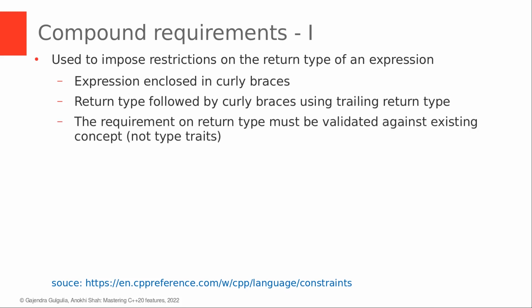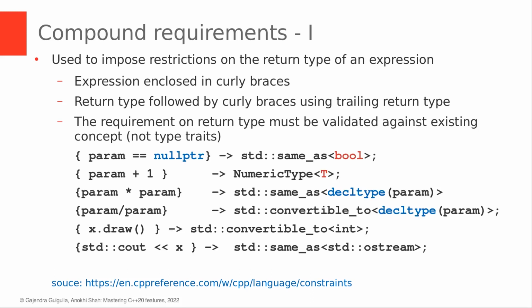The only restriction on requirement checking on return type is that it has to be validated against an existing concept, and therefore we cannot just use any compile time Boolean expression or a trailing return type expression. Here are some examples in the slide. You can come back and look at them later, but for now let's see some live coding examples.